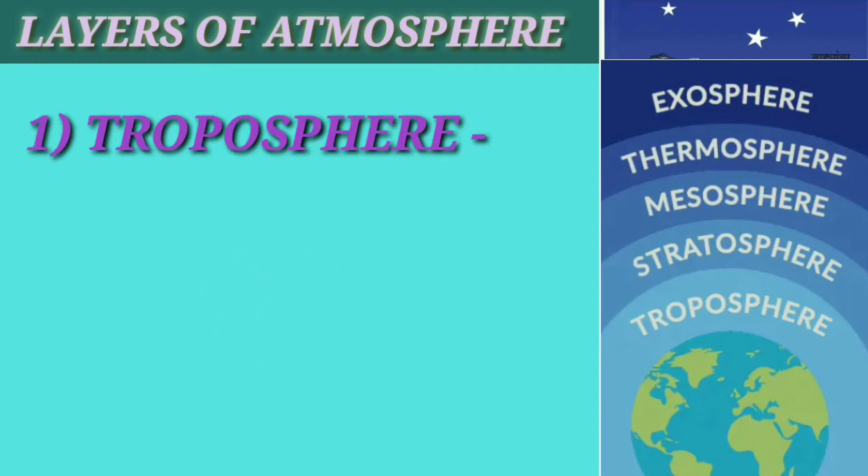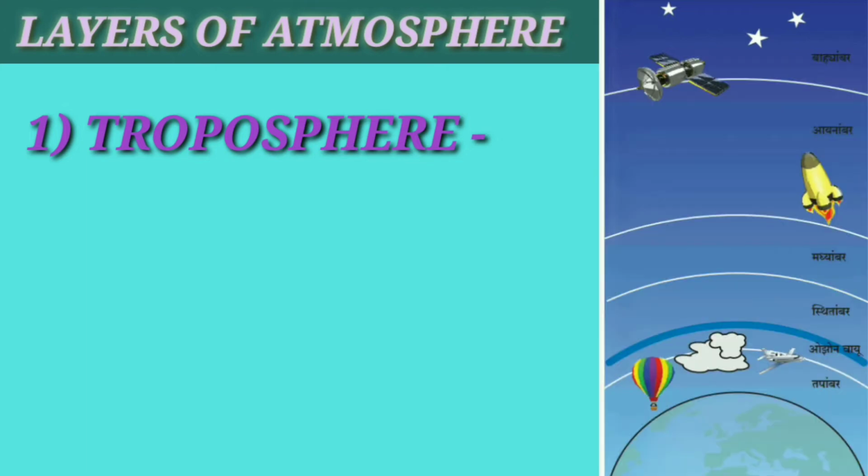Number 1. Troposphere. The layer of air which extends from the surface of Earth to the height of about 13 km is called as troposphere. Troposphere is the first layer of our atmosphere. The conditions in troposphere change continuously. They affect the living world to a great extent.